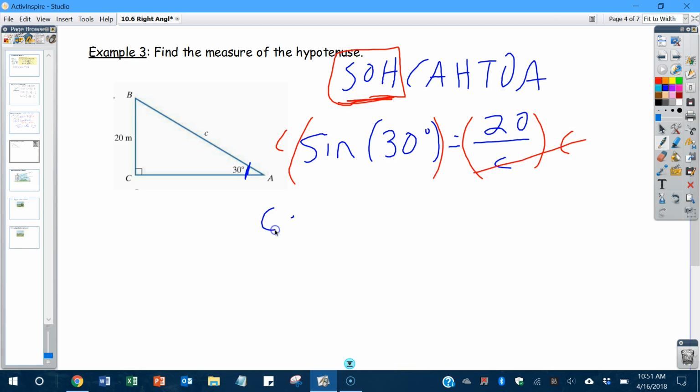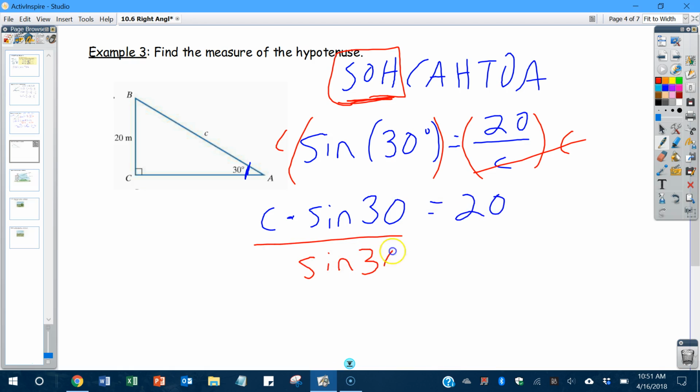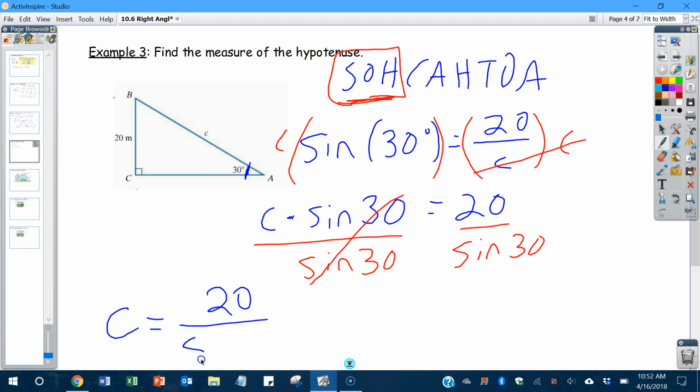Cancels out on the right, and I have C times the sine of 30 equal to 20. And then I'll divide both sides by the sine of 30. That cancels out on the left, and I have C is equal to 20 divided by the sine of 30, which I'll do in my calculator. And I end up with 40 as my answer when I just do all that in my calculator. So C is equal to 40 meters.